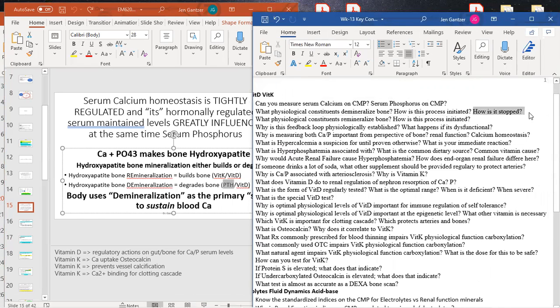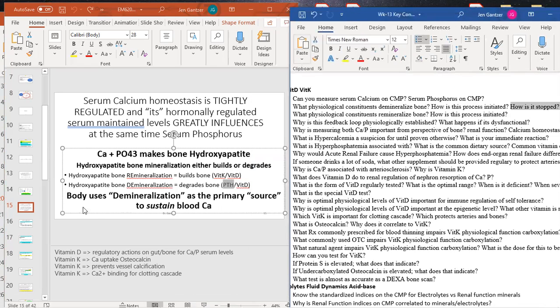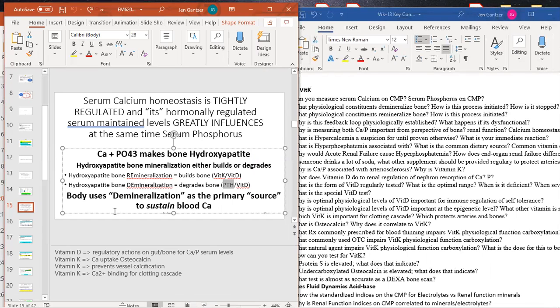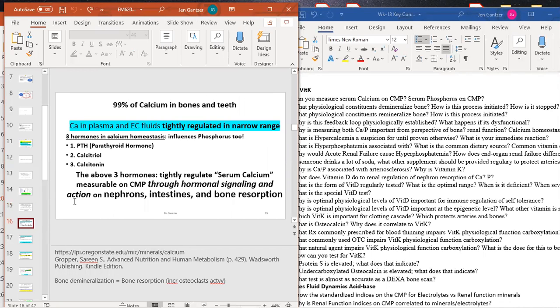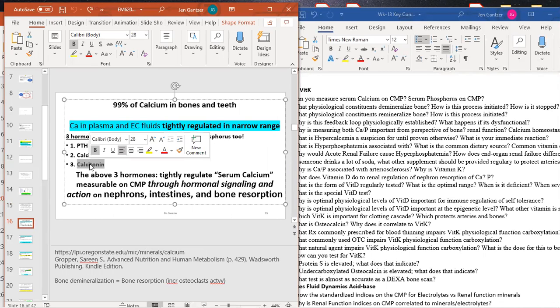So how is it stopped? Very important. This is a feedback mechanism. Once the calcium rises, we do not want to keep having PTH and vitamin D acting to break down bone. So as soon as the calcium rises, it stimulates the antagonistic thyroid hormone, calcitonin.